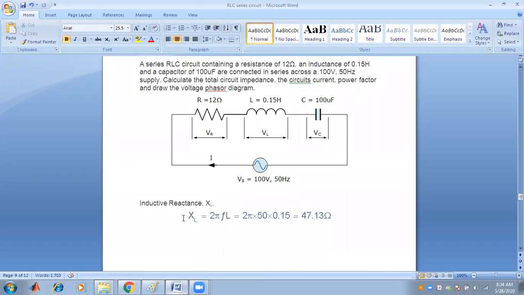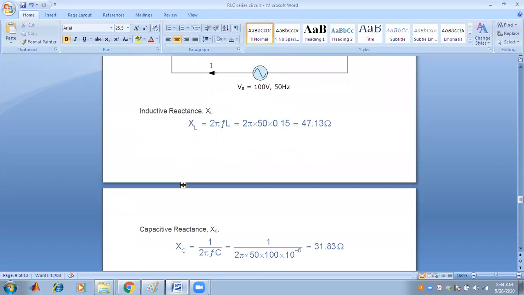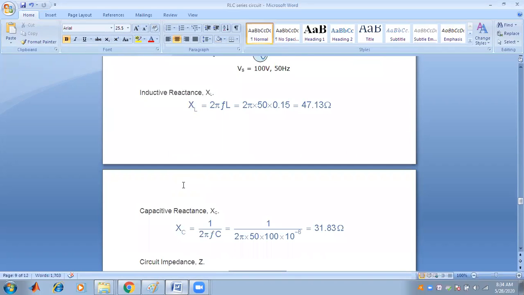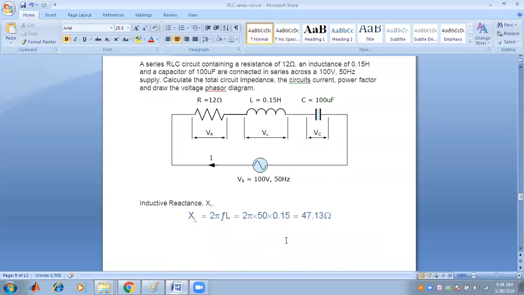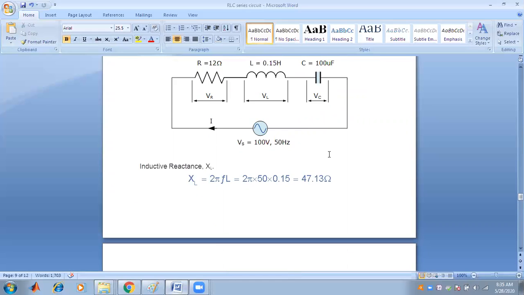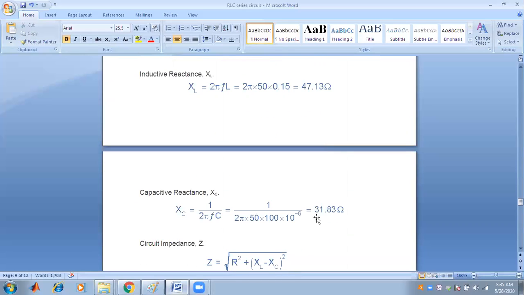We first concentrate on XL. XL equals 2 pi f L. f is given as 50, so 2 into pi into 50 into 0.15 equals 47.13 ohm. Now the capacitive reactance: XC equals 1 by 2 pi f C, equals 1 by 2 pi into 50 into 100 into 10 to the power minus 6, because it is given in 100 microfarad. 100 microfarad to farad is 10 to the power minus 6, and it gives 31.83.